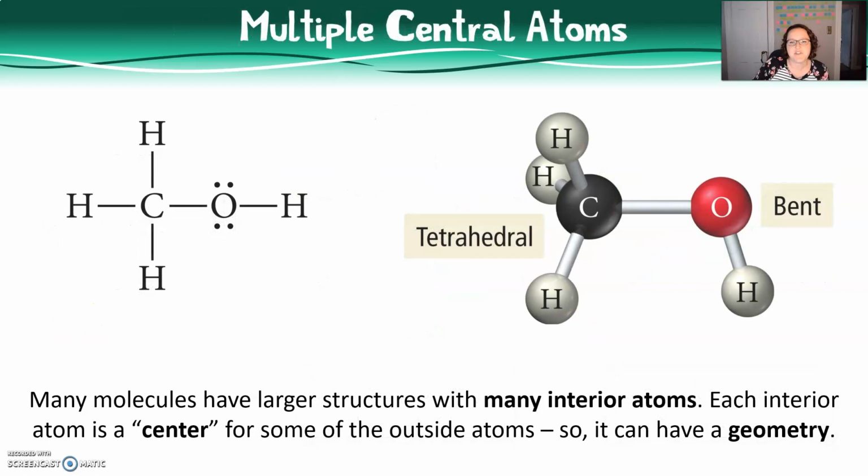When assigning geometries to molecules with multiple central atoms, only consider the electron groups around each central atom individually. So for methanol shown here, the carbon atom has 4 electron groups, all of which are bonds, so it has a tetrahedral molecular geometry. The oxygen atom also has 4 electron groups, but 2 of them are lone pairs, so it has a tetrahedral electron geometry, but a bent molecular geometry.